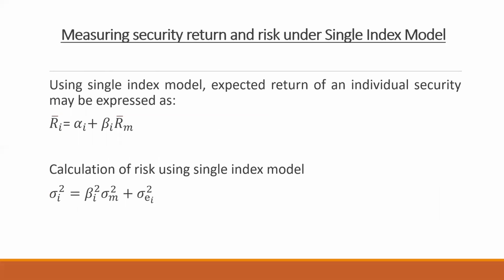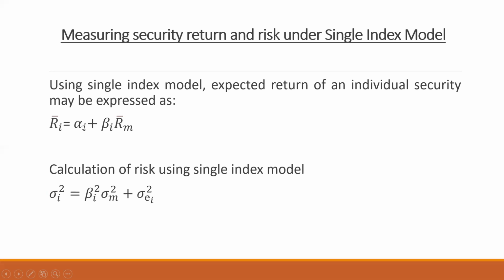So, how do we measure the security return and risk under single index model as developed by William Sharpe? To measure the return of an individual security, the formula is alpha I plus beta I RM. That is, there are two parts to this. What is the expected return of an individual security? The first part is the alpha value, second part is the beta and the RM.